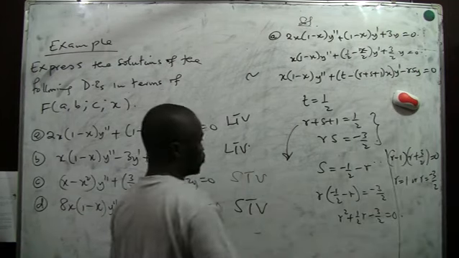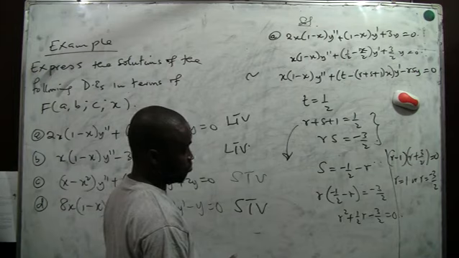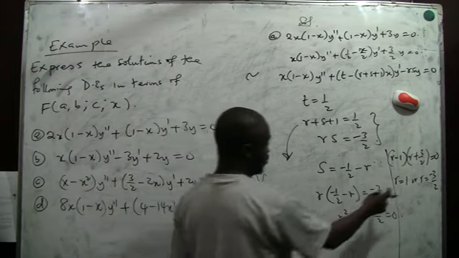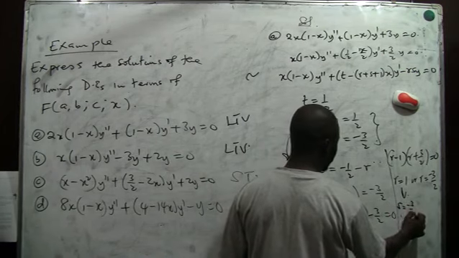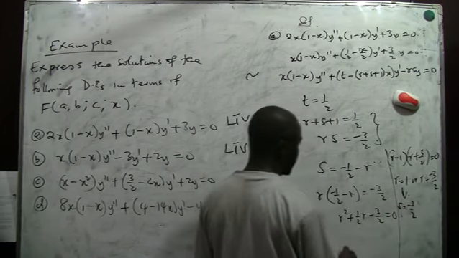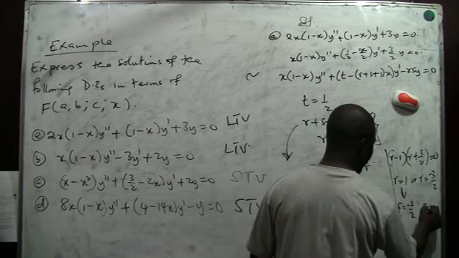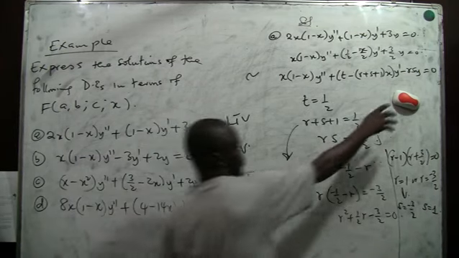You pick either of the two solutions because the two of them will give values for S. So let's see. When R is 1, the corresponding value of S here is minus 3 over 2, which is equivalent to what you have here. If you substitute minus 3 over 2 here, the corresponding value of S is 1. So either of the two can be used.